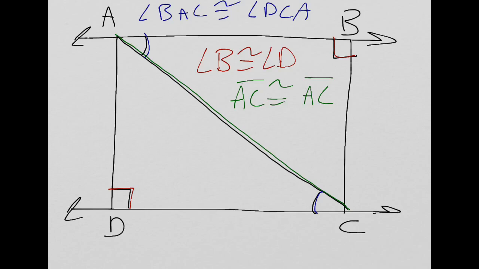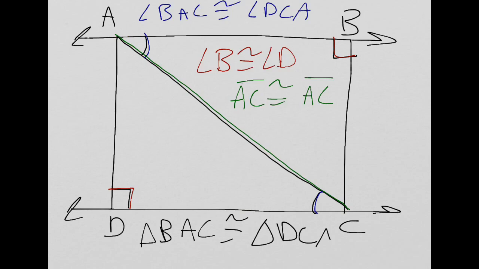So now I need to look at what information I've gathered. Well, I figured out that I have a pair of congruent angles and a non-included side. My side is not between my two pairs of angles. So I have an angle, and I have a side. So I can say triangle BAC is congruent to triangle DCA by angle, angle, side congruence.